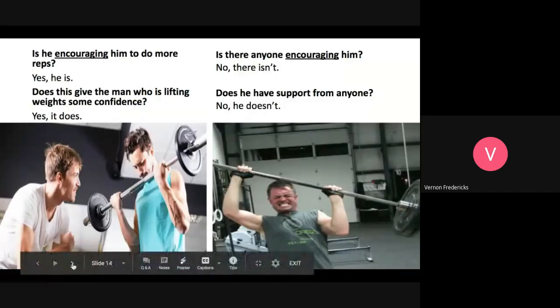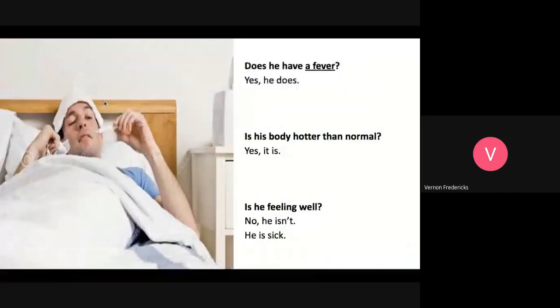Next slide. Let's have a look at picture number 1, or this picture here. And the word we're looking at is fever. Question number 1, does he have a fever? Yes, he does. How do we know he has a fever? If we look at the picture, how do we know? You can see he has a piece of cloth on top of his head.